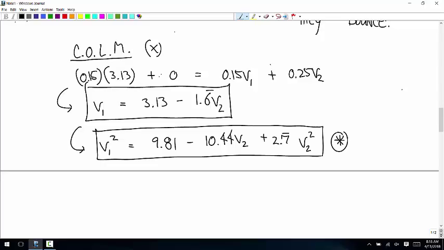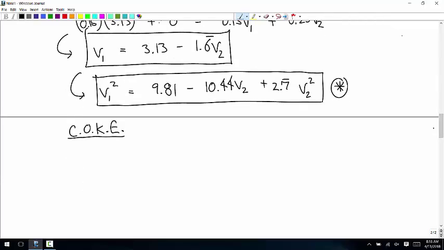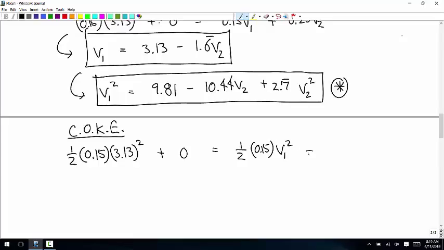And then conservation of kinetic energy says 1/2 times the mass of the first one times the speed of the first one before the collision squared, plus the kinetic energy of the second one before the collision, is equal to 1/2 times 0.15 times V1 squared plus 1/2 times 0.25 times V2 squared. Let's divide everything by 1/2 and 0.15. So this goes to 1.6 repeating.